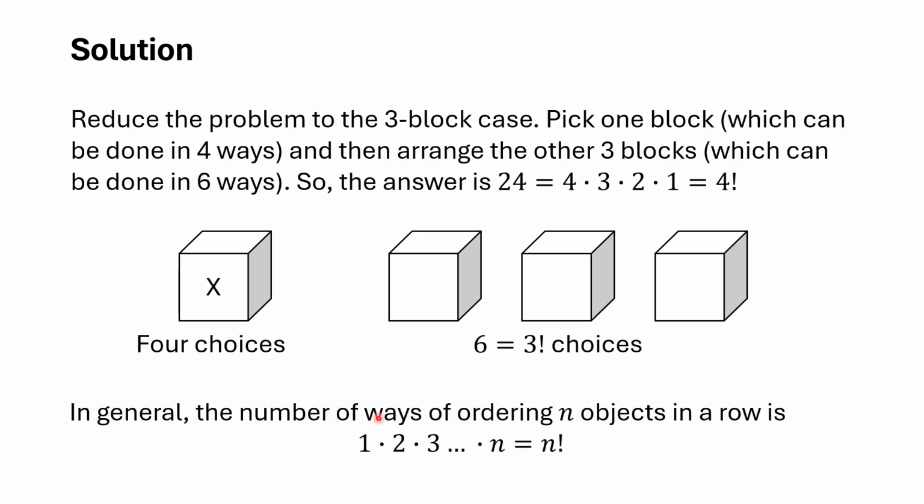If you have n distinct objects, I should have put the word distinct in here, and you want to put them in a row, line them up as we've shown in the case of just 3, one after the other, then the answer is 1 times 2 times 3 up to n, or you can write that in shorthand as n exclamation point, which is read n factorial.